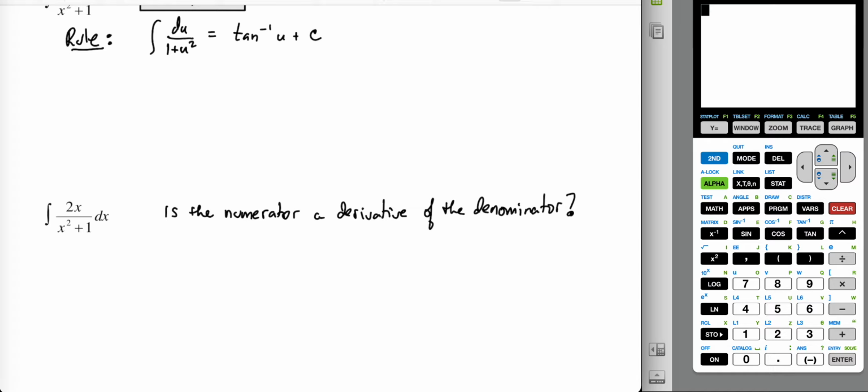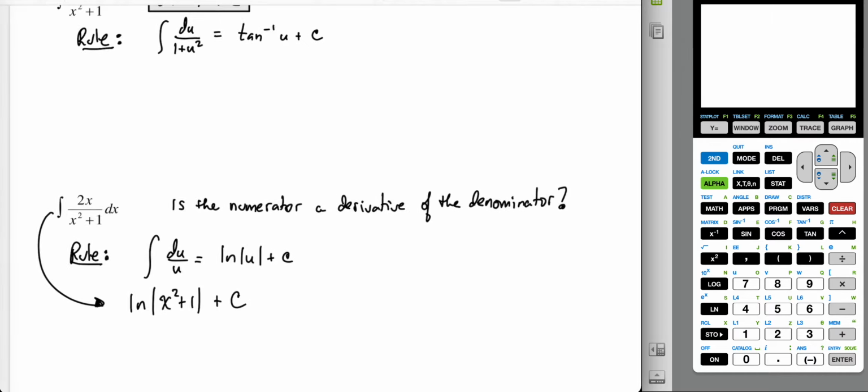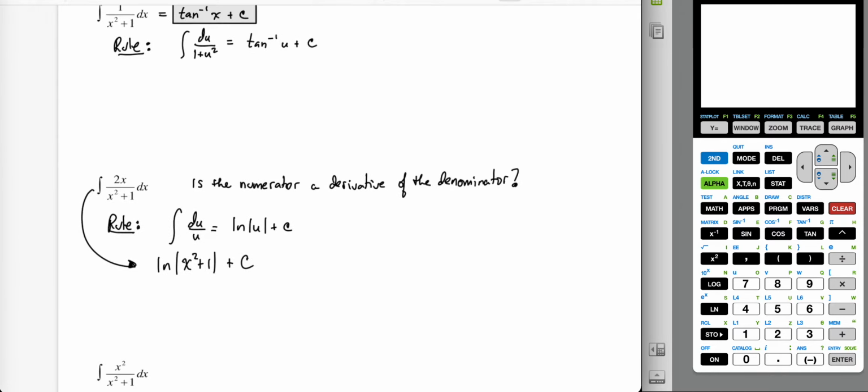All right, so that's telling me, if you go based off of the rule, du over u is the natural log of u plus c, we would conclude that this is equal to the natural log of x squared plus 1 plus c. All right, so that one's not bad either.